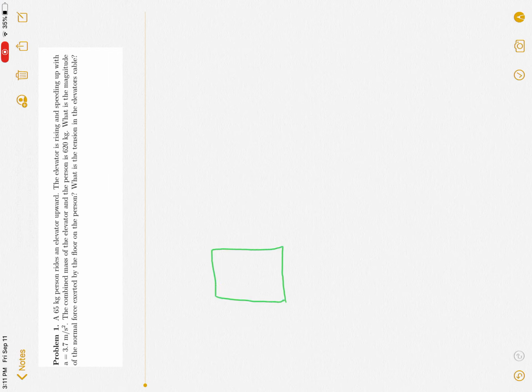So here's our elevator, and here's our person. Let's just say we're only concerned about inside of the system. The elevator is rising, so F net is equal to ma_y. We know that the person has weight, F_g, equal to the mass of the person times gravity, and then we know that the person will have a normal force.